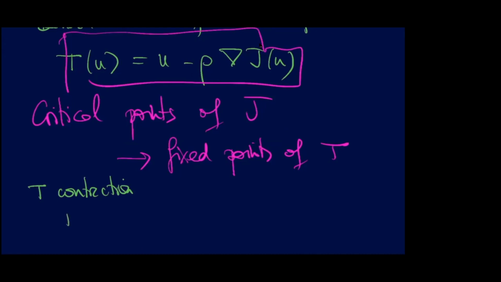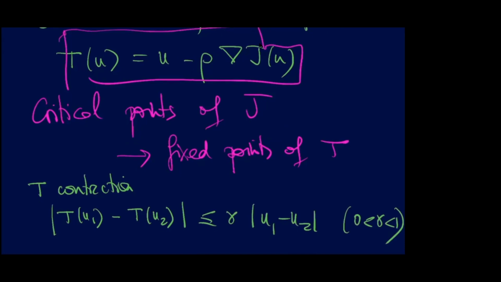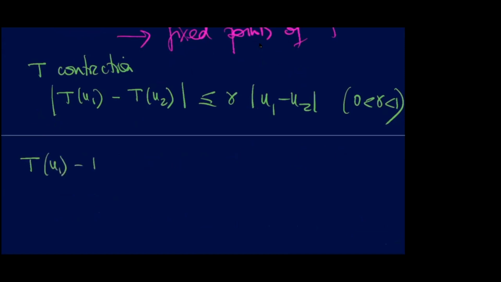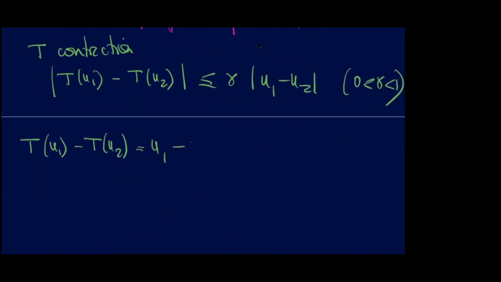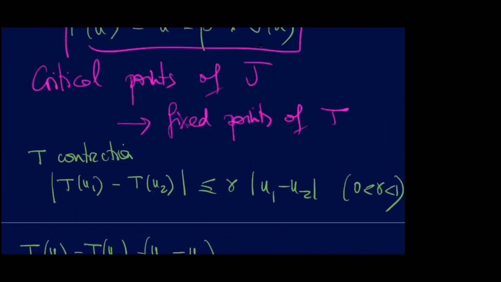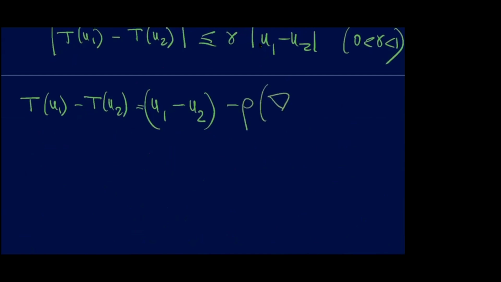It means that TU1 minus TU2, in norm, is less than gamma times U1 minus U2, with some gamma which is between 0 and 1. Can I do that? Well, let's see. So what is TU1 minus TU2? According to the definition of T, the first part is the identity. So this is, of course, U1 minus U2, right? And the second part is given by the gradient contribution. This is minus rho, gradient J U1 minus gradient J U2, right? Okay, fine. Now I have to take the norm.